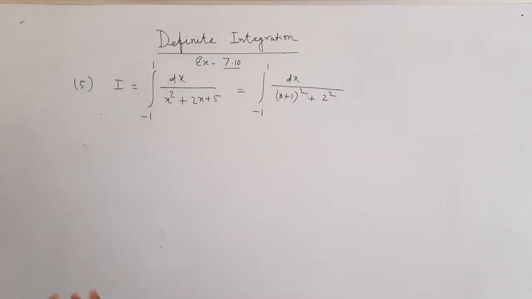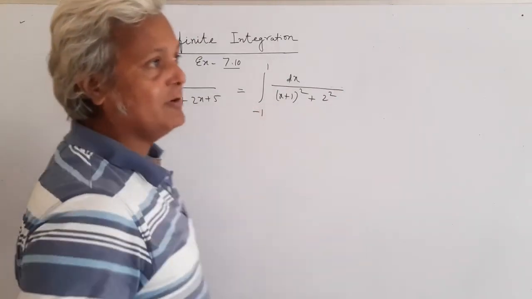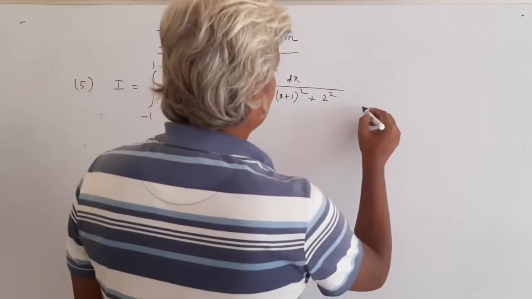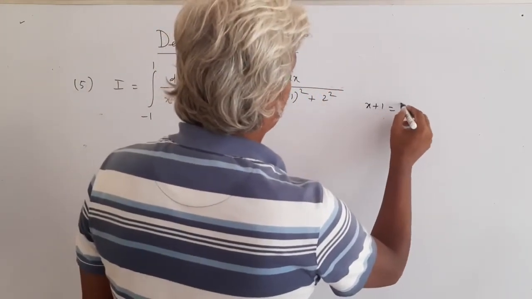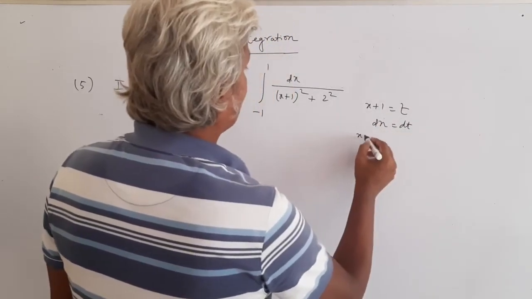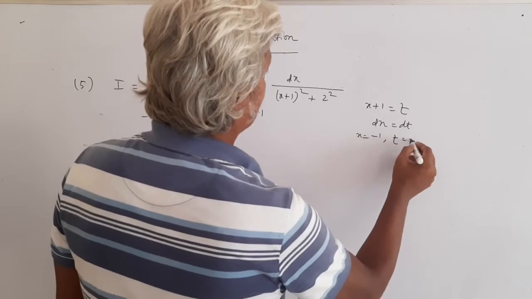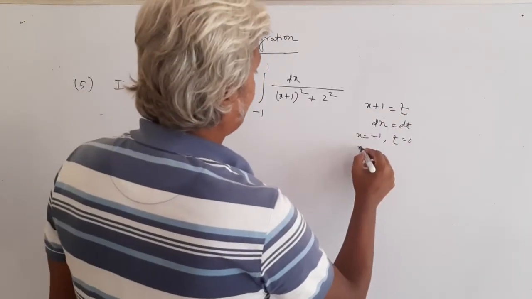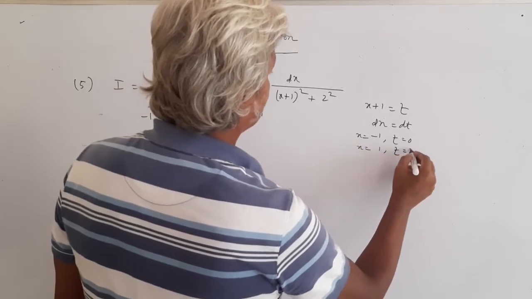Now this directly goes in the form of 1 over x square plus a square, that is 1 by a tan inverse x by a, right? So here I go and say let x plus 1 as t, dx as dt. When x is minus 1, t is 0. When x is minus 1 plus 1, t is 0. When x is 1, then t is 2.